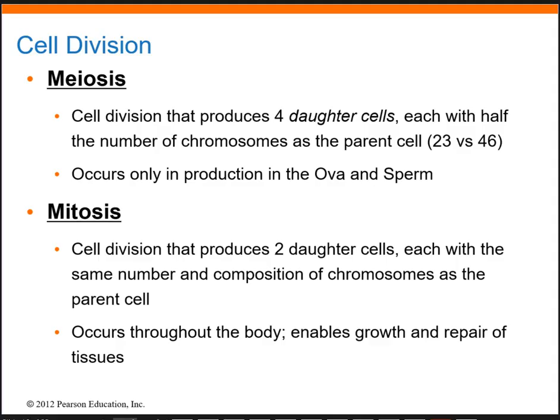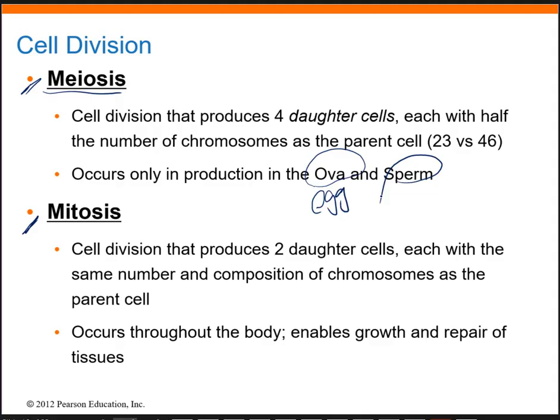Our cells continue to divide, though. That's how we grow, and that's how we repair our tissues, is cells dividing. So cell division is very important. There are two major types of cell division: meiosis and mitosis. Meiosis is not a very common cell division. This is the cell division that happens only in the ova or egg and the sperm. So meiosis only happens in our reproductive cells. This is the cell division that makes the egg in the woman and the sperm in the man.